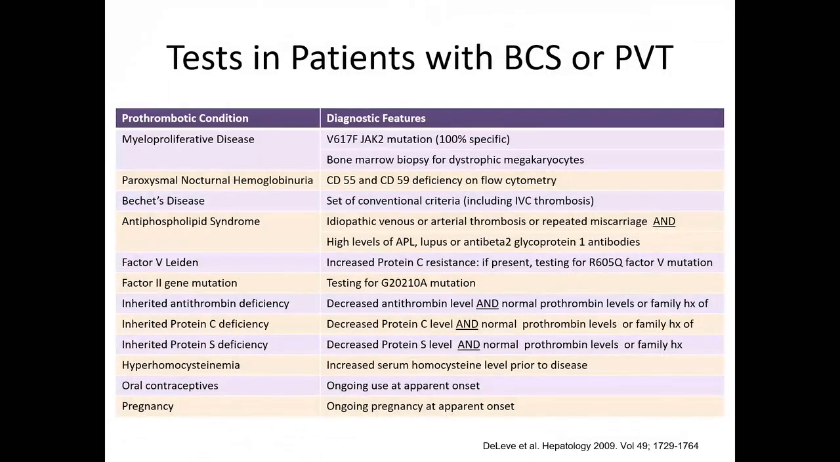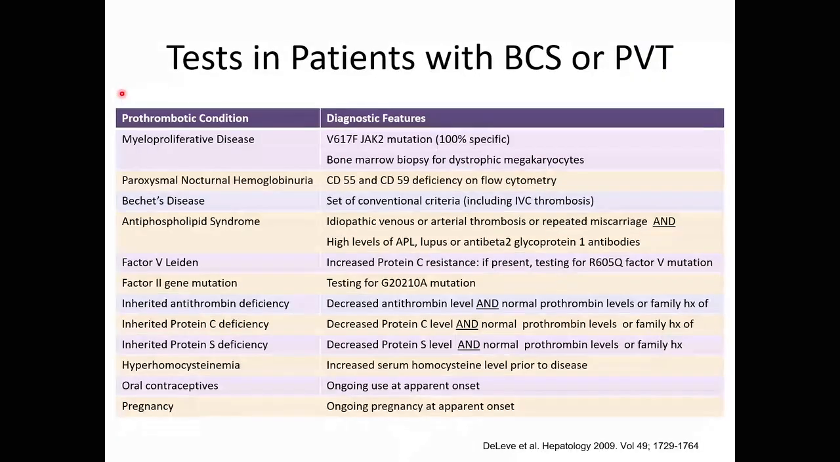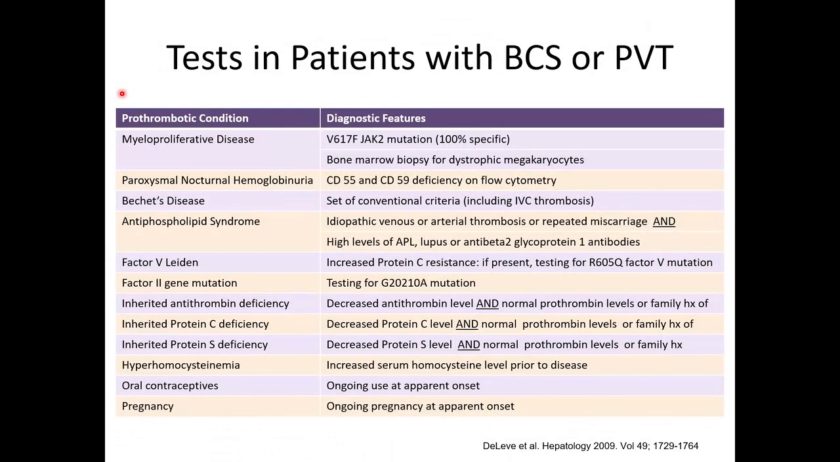This next slide goes into detail about the various tests that should be done in patients presenting with Budd-Chiari syndrome or portal vein thrombosis. On the left, we have the prothrombotic conditions that could be considered and should be worked up in the presence of a clot within the hepatic vein. For example, a myeloproliferative disease, PNH, Behçet's, antiphospholipid syndrome, factor V Leiden, factor II gene mutation, inherited antithrombin deficiency, protein C and S deficiency, hyperhomocysteinemia, oral contraceptives, and pregnancy.